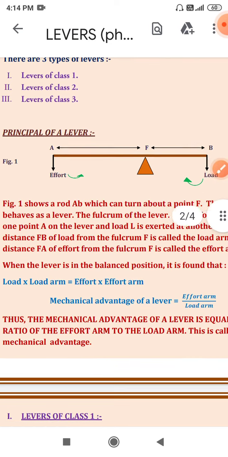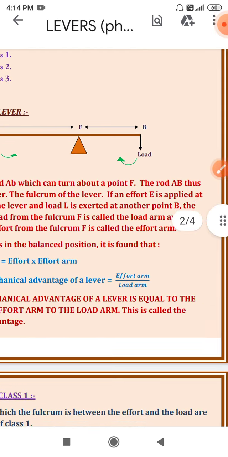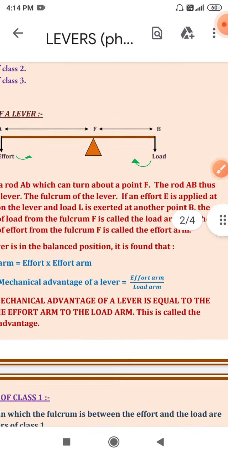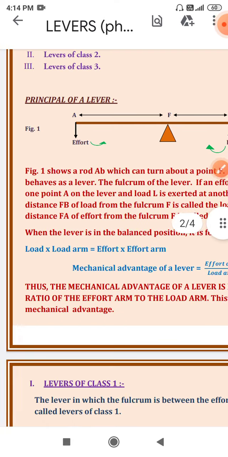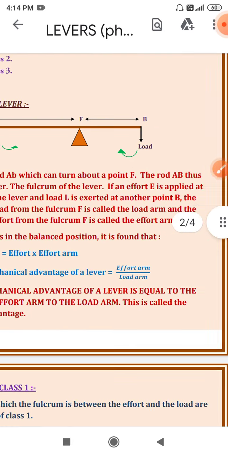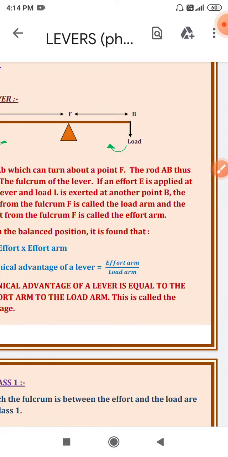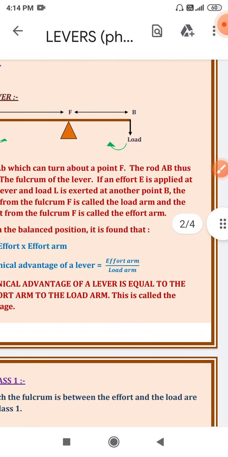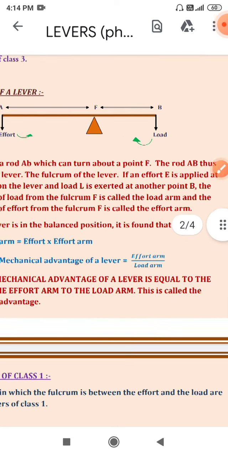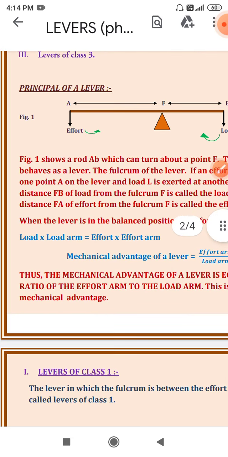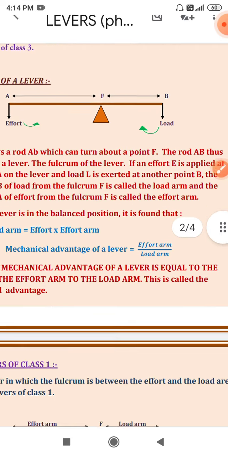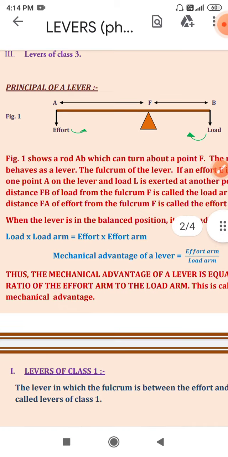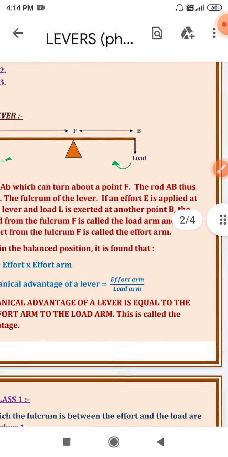Figure 1 shows a rod AB which can turn about a fixed point F. F means fulcrum. The rod AB thus behaves as a lever, with the fulcrum F. An effort E is applied at one point A on the lever and a load L is exerted at another point B. The distance FB of the load from the fulcrum F is called the load arm, and the distance FA of the effort from the fulcrum is called the effort arm.